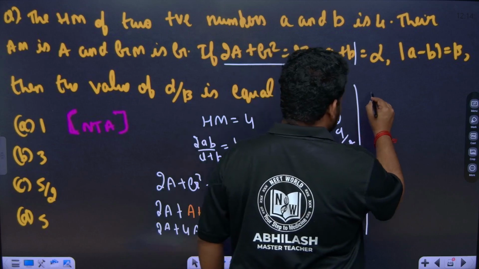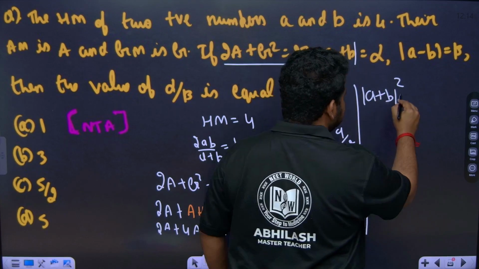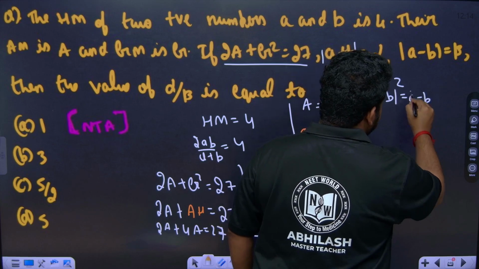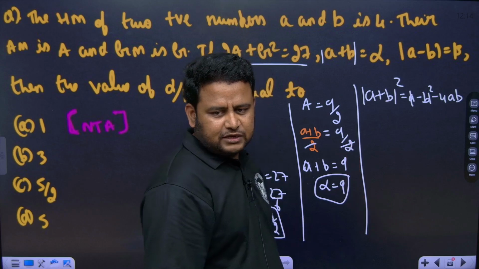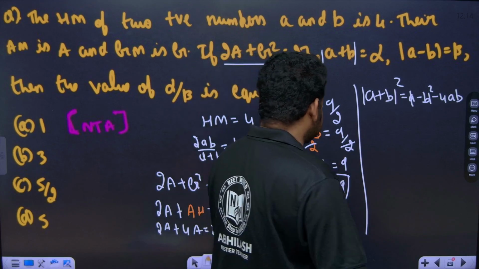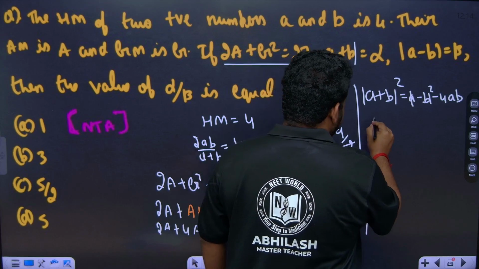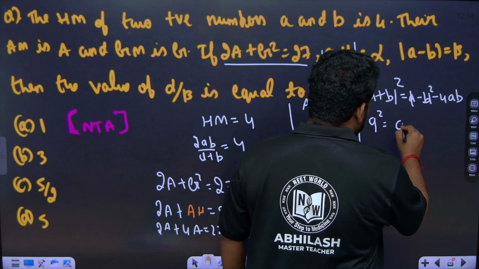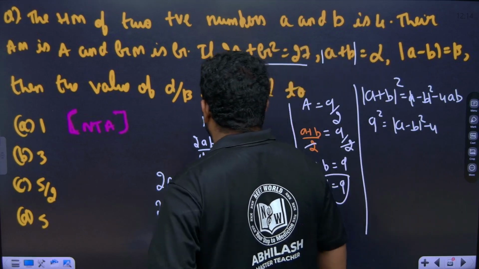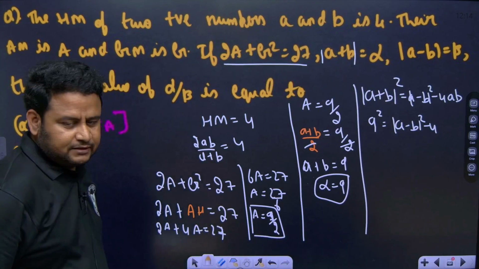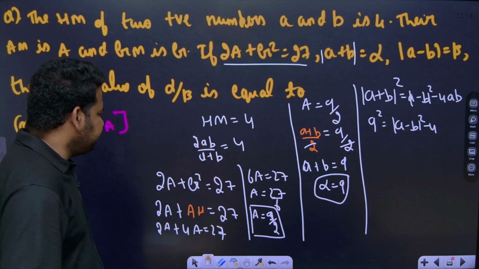So we know that, with modulus only let us write, A plus B whole square is equal to A minus B whole square plus 4AB. Now A plus B whole square is 9 square, since A plus B is 9. So 9 square is equal to A minus B whole square plus 4 times AB. Now how to find AB? We don't know it yet, so we will use the earlier relation.